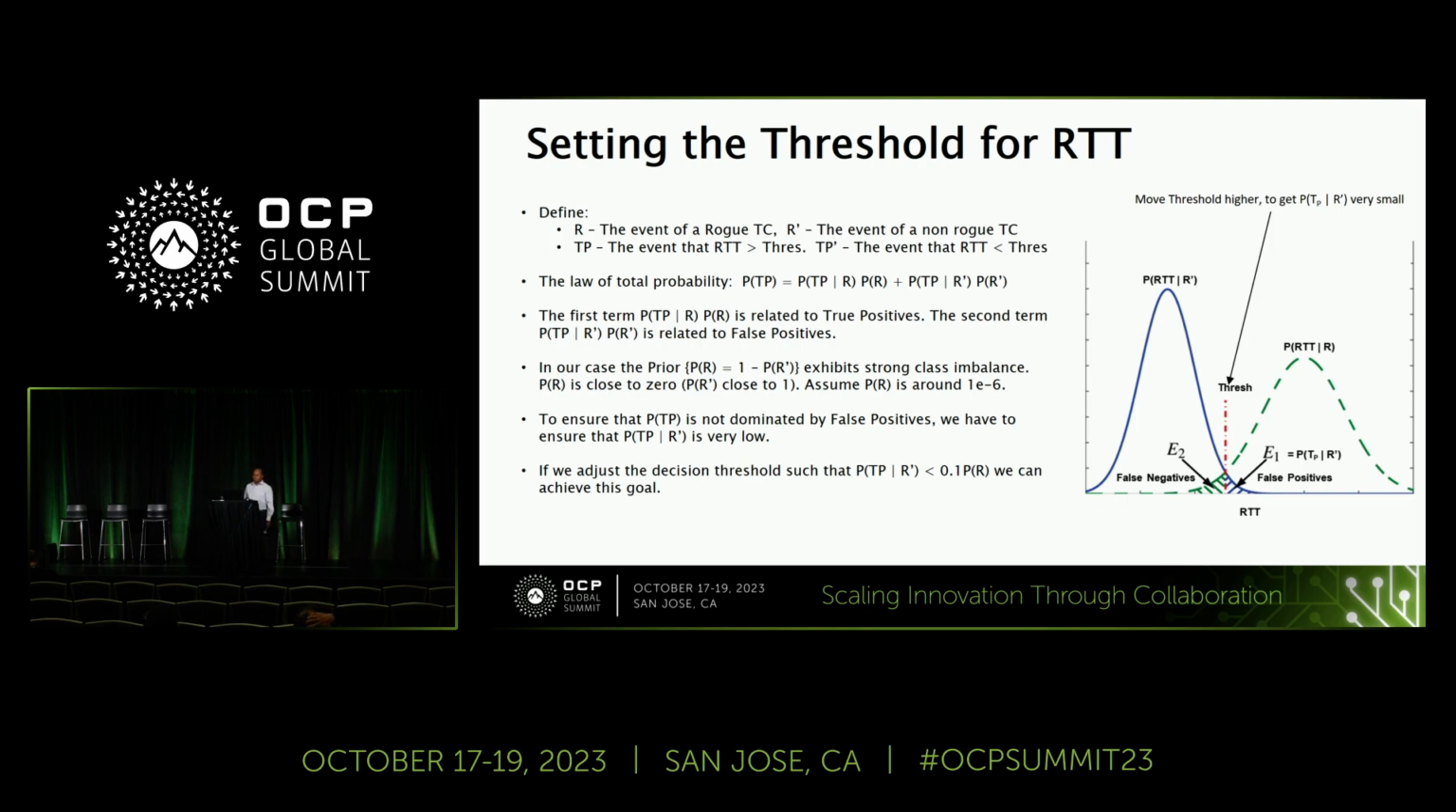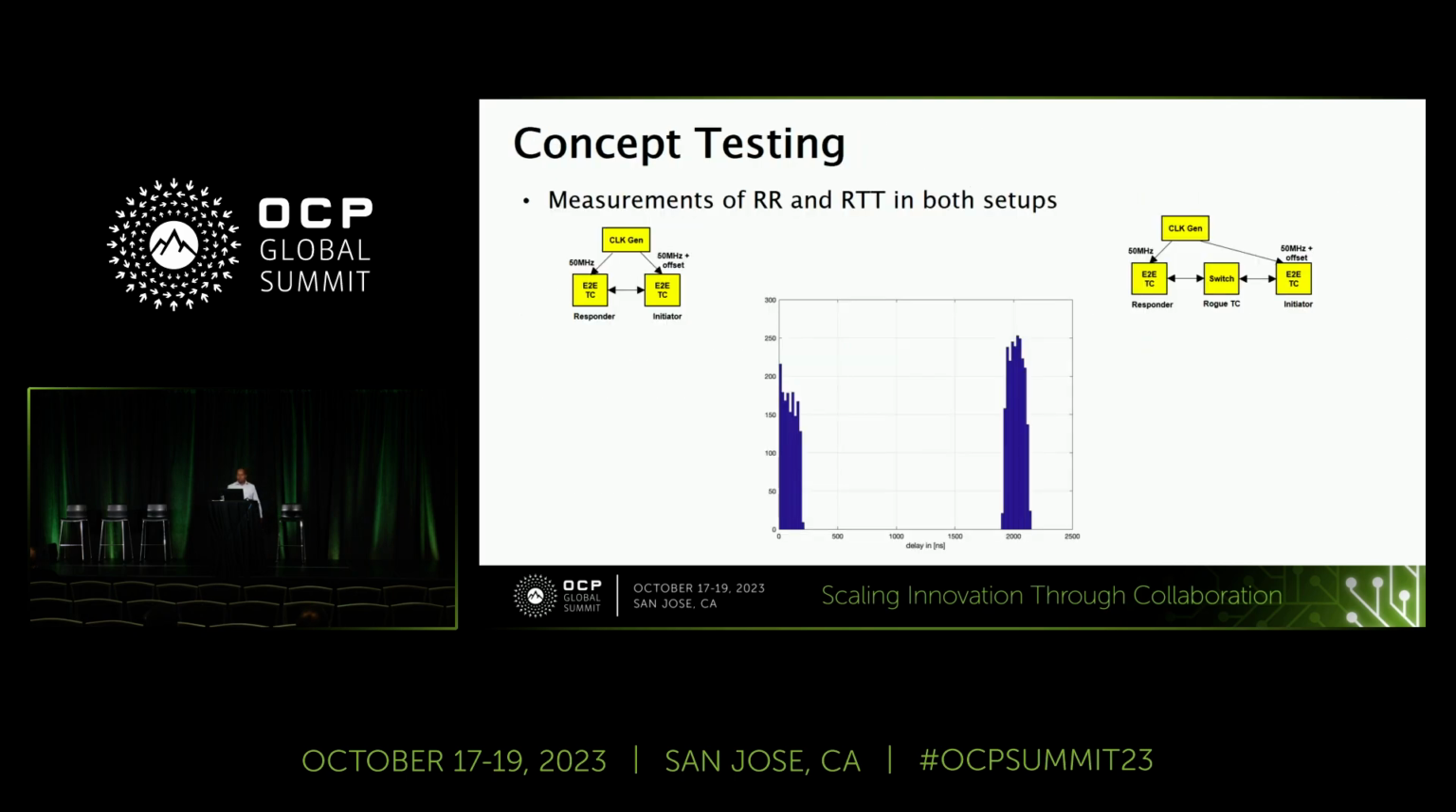But fortunately, when we decided to go and measure what is actually going on in a real scenario, and let's move to the next slide, we put together a setup where on the left, we have a situation where there is no rogue TC. We have two transparent clocks that implement peer-to-peer delay measurement between them. And on the right, we have a rogue TC situation where we have a switch that is not a transparent clock between two TC nodes that, again, have peer-to-peer delay measurement running between them.